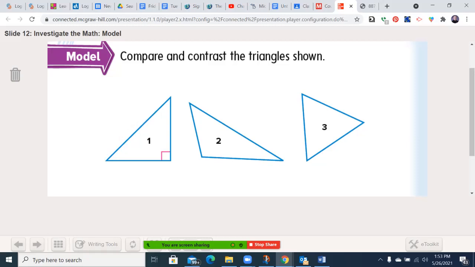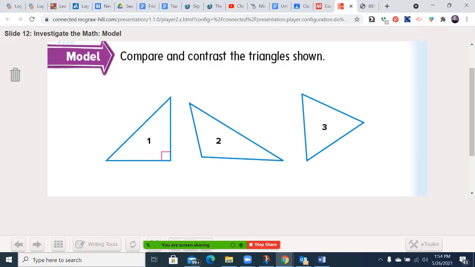Remember, obtuse has one angle bigger than 90. Right triangles have one right angle, and acute have three less than 90-degree angles. All of the measures of angles here would total 180 degrees. You could check that. It will. So we know that if one's 90, the other two can only equal up to 90. If you have a 90 degree over here, a 90 degree over here, it's not going to connect, and therefore it won't be a triangle.